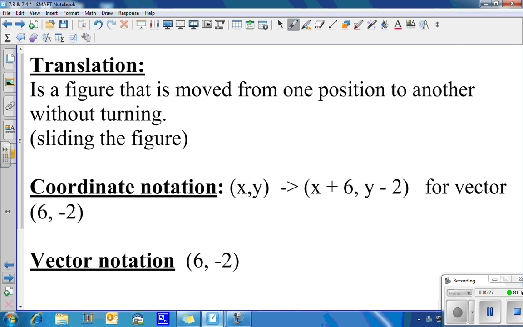Okay? For the vector ⟨6, −2⟩. Anytime you hear the word vector, that means you're doing a translation. Amount those points. So if it's positive for the x, you're going to move it to the right. If it's positive for the y, you're going to move it up. All right? If it's negative, you do the opposite. Vector notation is written with the little arrows, which is harder to do on the computer.